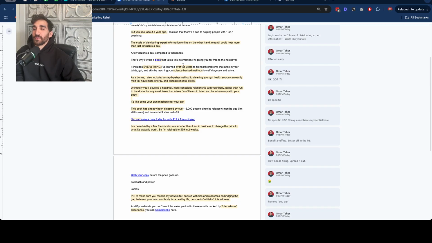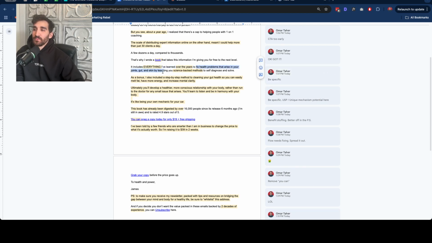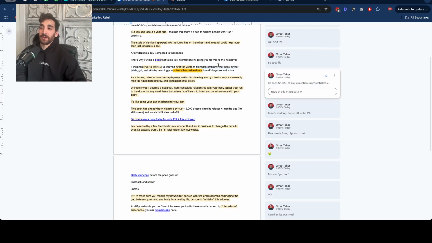I've learned over the years, okay, you got to be specific there to fix health problems that arise in your joint. Again, this is a little too formal. By teaching you science-backed methods, needs to be specific here. And this right here, I think up until this point, the format hasn't been terrible, like the structure, but really the writing needed work.